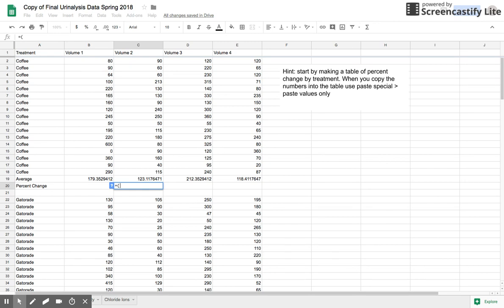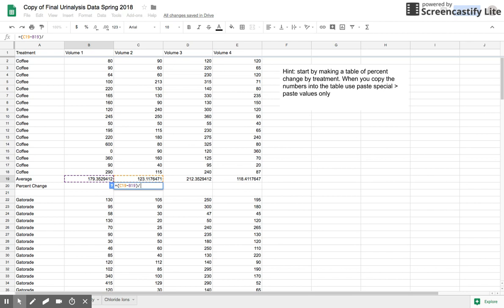So we're going to put a parentheses there. And the first thing we need to do when calculating percent change is we need to know the difference between the two volumes, between the two data points. So I'm going to take volume 2, I'm going to subtract it from volume 1, I'm going to put another parentheses there, and we have just gotten the difference between those two data points.